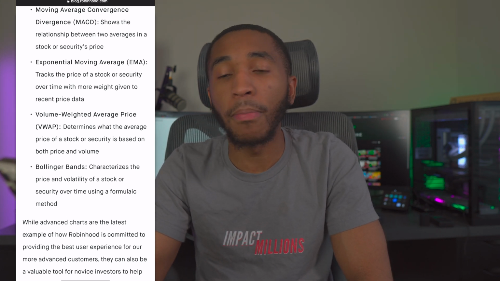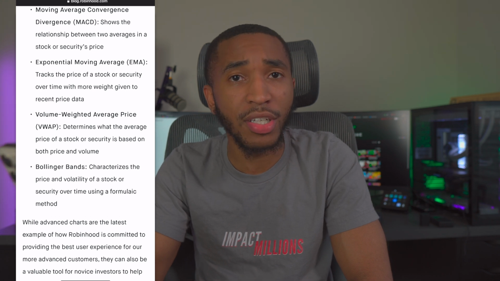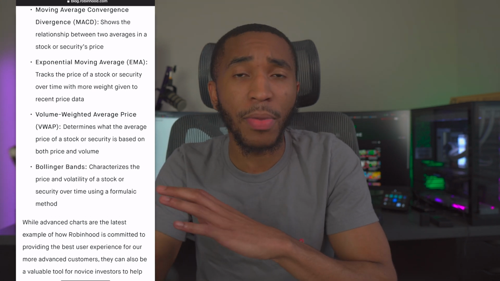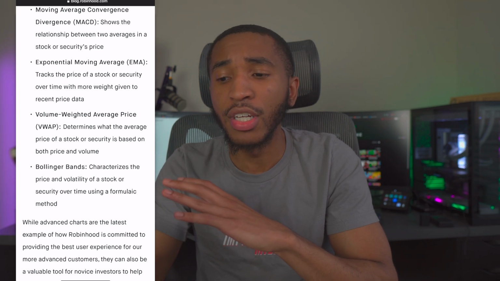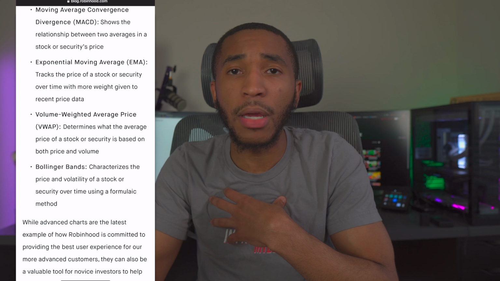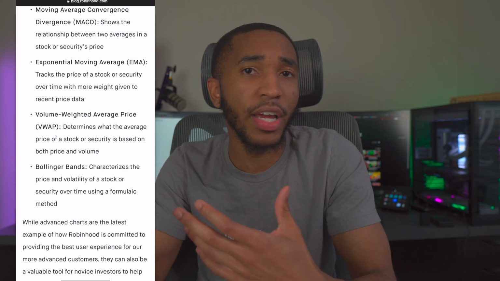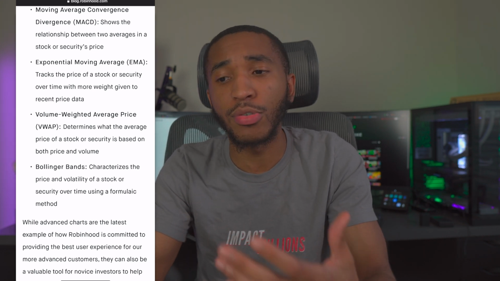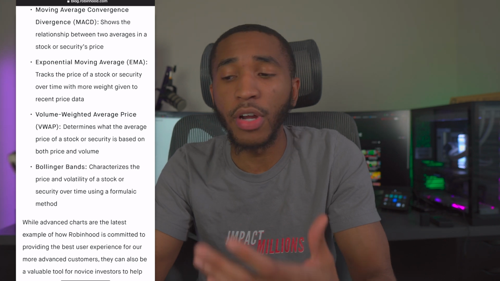And lastly, we have Bollinger Bands. I know somebody personally that uses only Bollinger Bands to make all of his options trades, and he's doing pretty well. I'm not heavily playing options anymore, but I definitely want to get back into it. And honestly, I'm really happy that Robinhood is adding these features.